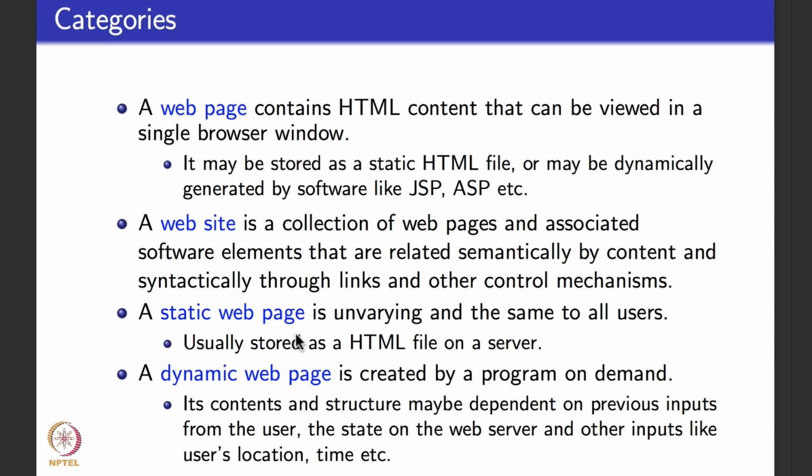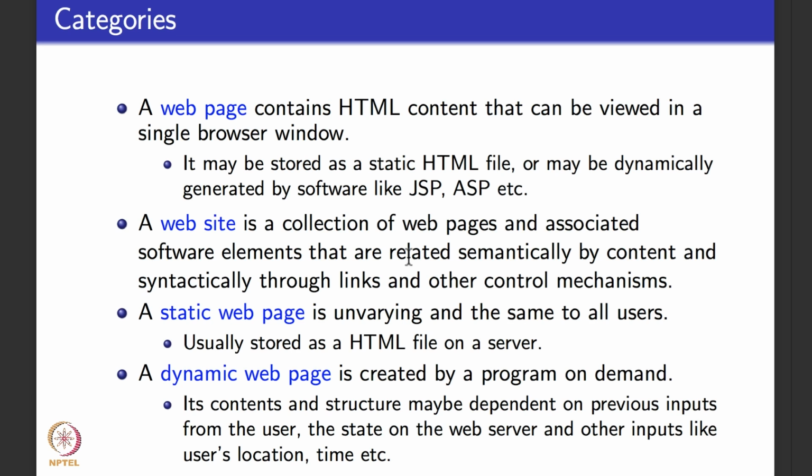So just to redefine a few terminologies that we will need for the next few lectures. For us, a web page contains HTML content, and it is typically viewed in a single browser window. It can be a static HTML file, or it could be dynamically generated by using JSP, ASP, or any other kind of web software. A website is a collection of web pages, static and/or dynamic, and associated software elements that are related semantically in a meaningful way by their content. And how are they related syntactically? They are related syntactically by hyperlinks and other mechanisms for passing control from one web page to the other: hyperlinks, forms, and so on.